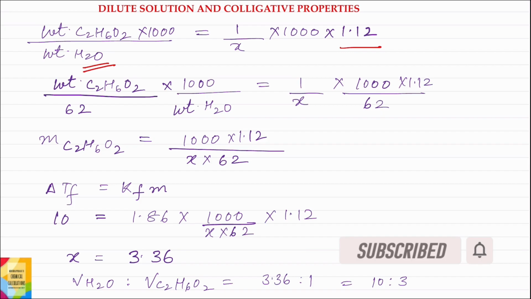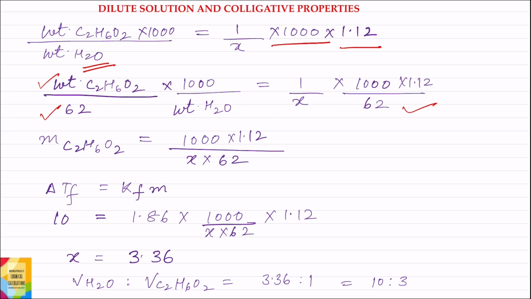Now we convert weight of water from grams to kgs, so weight of water will be divided by 1000. Now this 1000 goes to the numerator and we get the weight of water in kgs. Since we have multiplied the left hand side of the equation by 1000, therefore we also multiply the right hand side by 1000. So on the right hand side we get 1 by x into 1000 into 1.12. Now we divide weight of ethylene glycol by its molecular weight, that is 62. The right hand side of the equation we also divide by 62. So it becomes 1 by x into 1000 into 1.12 divided by 62.